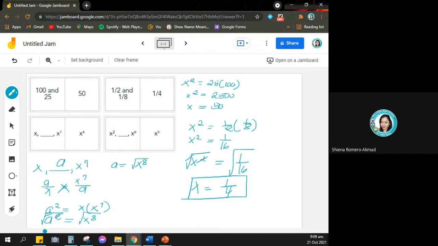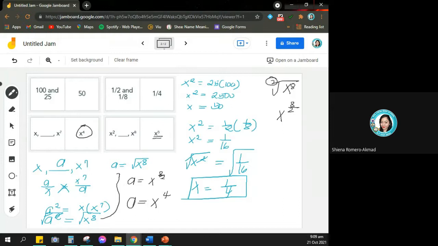Ano ba ibig sabihin ng square root of x raised to 8? Ang ibig sabihin po ng square root of x raised to 8 ay yung x mo, mayroon siyang exponent na fraction. That's 8 divided by, ano yung root nito? Since wala, ibig sabihin 2 yan. Ibig sabihin 8 divided by 2. So, magiging A is equal to x raised to 8 divided by 2 is 4. Kaya yung A natin is x raised to 4. Kaya ito yung answer natin.